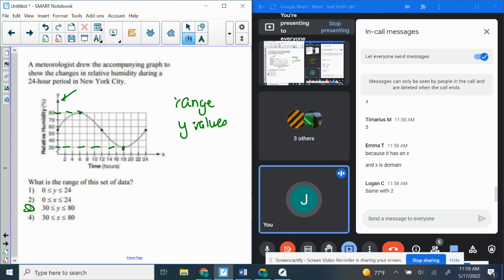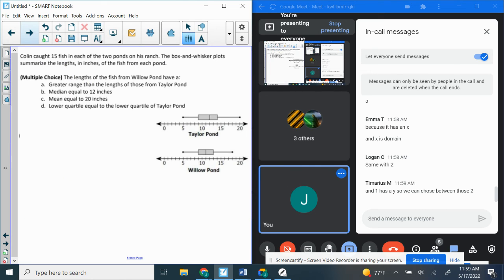If all you can remember is range is y, get rid of the two x's because now you have a 50-50 shot at getting the right answer. The 0 and 24 number choices is your domain because it went from 0 to 24 on the x-axis. That's why they gave you those, because they're assuming you don't know the difference between the domain and range. All right, good old box and whisker plots.